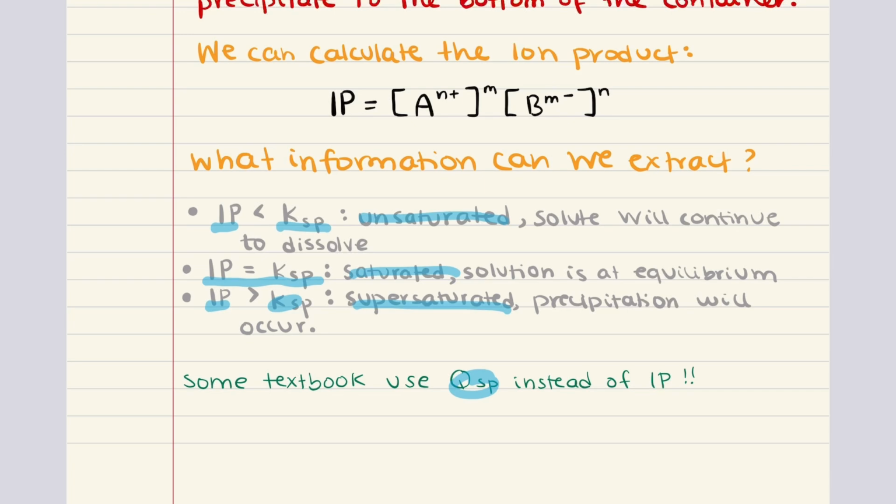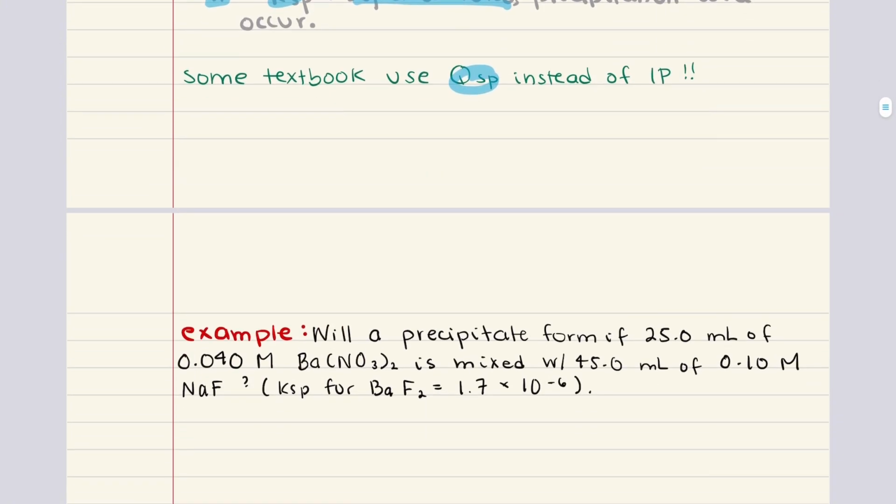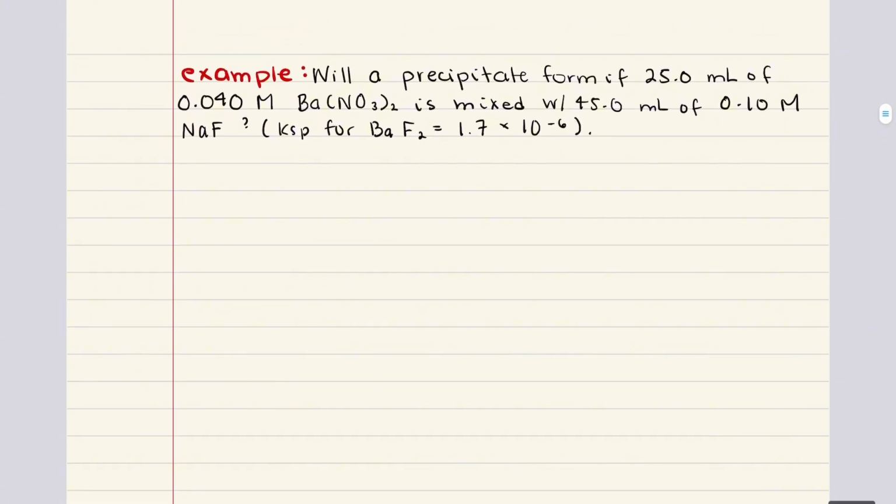In short, our key takeaway points are the following. First, KSP quantifies the solubility of sparingly soluble salts, and it provides insight into the equilibrium between dissolved ions and solid precipitate. And second, by calculating the ion product and comparing it to KSP, we can predict whether a solution will remain stable or if precipitation will occur. With that, let's jump into a practice problem.